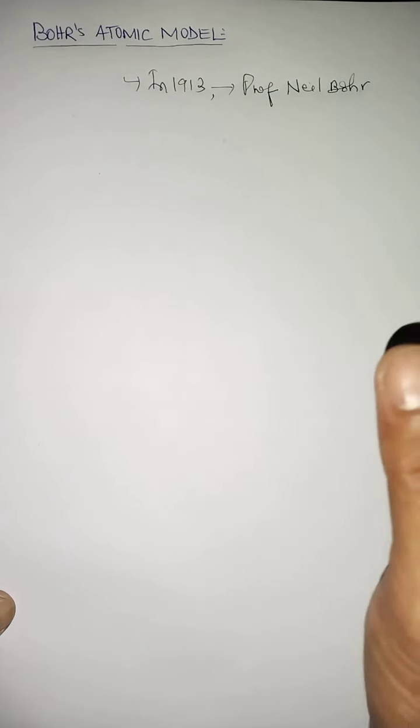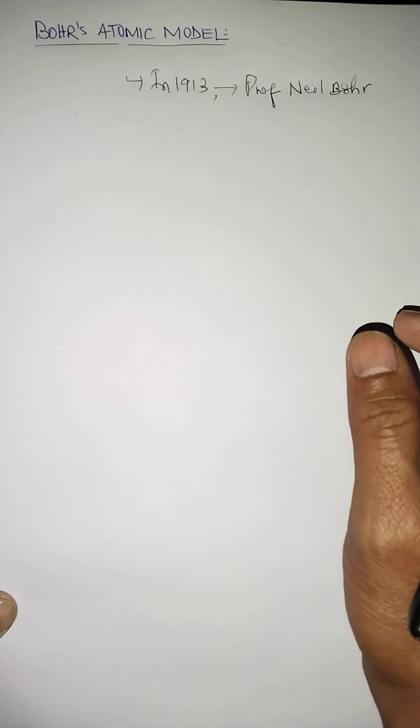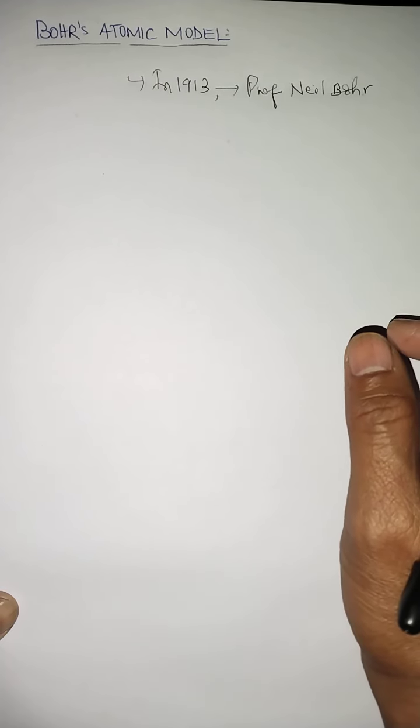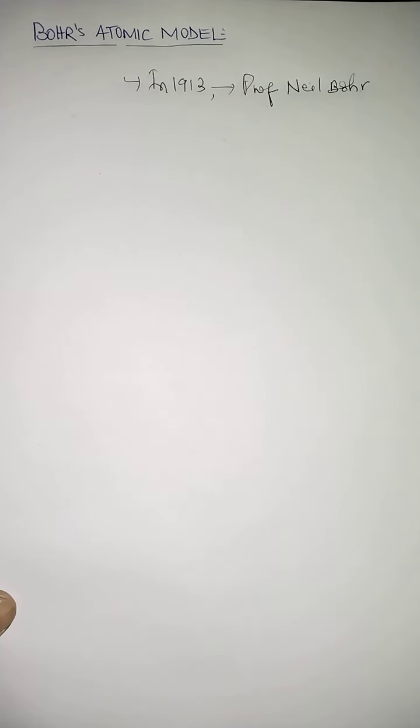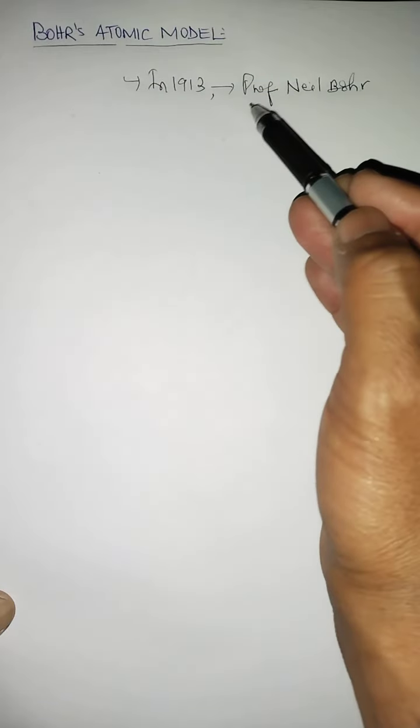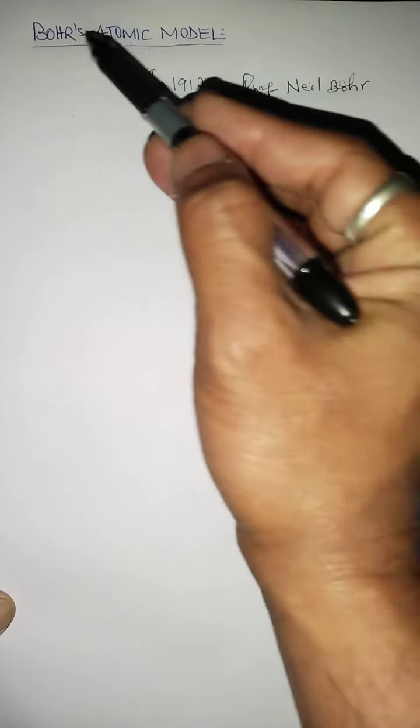the theory of light, and that is called Planck's quantum theory of light. The quantum theory of light was further developed by one of the great scientists, Albert Einstein. The quantum theory of light basically says that light has what nature? Particle nature. This concept of Planck's quantum theory of light was introduced in preparing the model of an atom by Professor Niels Bohr, and that model is called Bohr's atomic model.